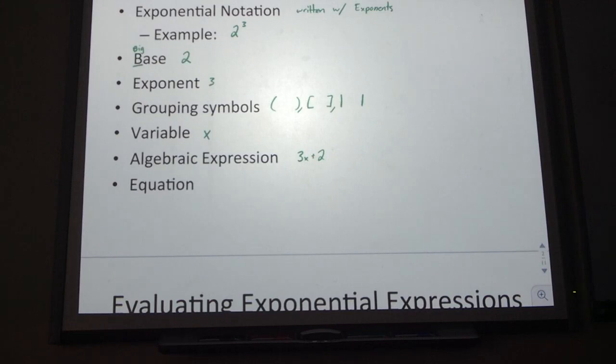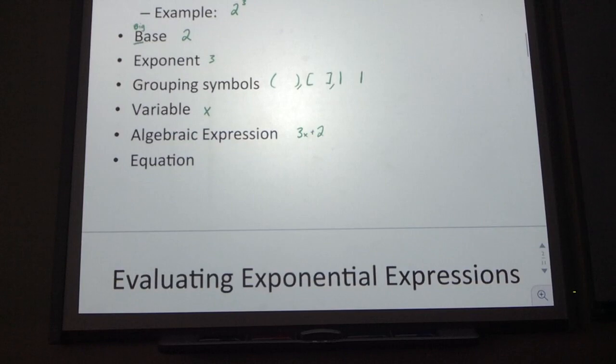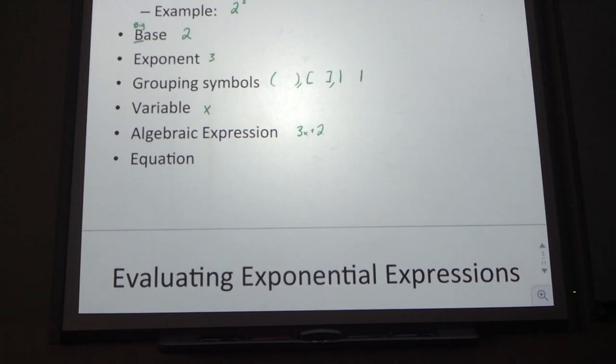What about an equation? Anybody know what the difference between an expression and an equation is? Yeah. An equation has like it equals something. The equal sign. So it's an expression with an equal sign, right? It has another side to it. So I'm just going to put expression with an equal sign.